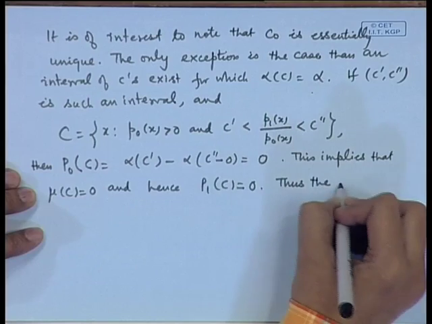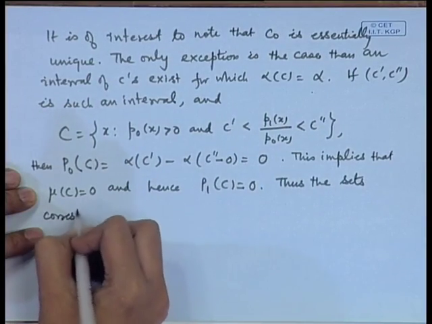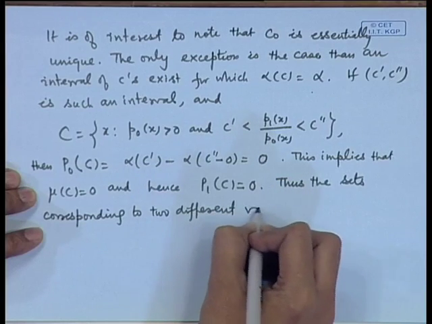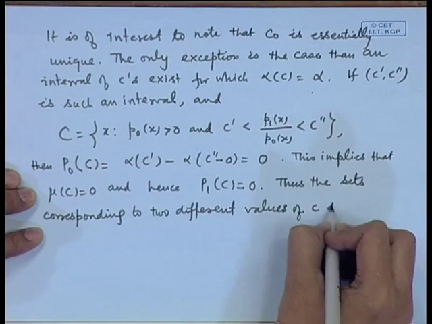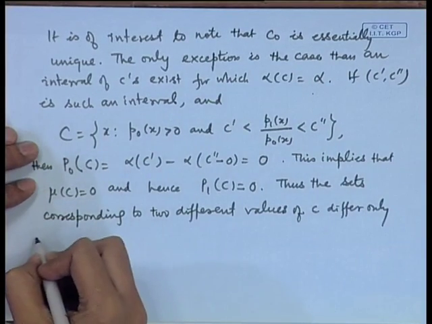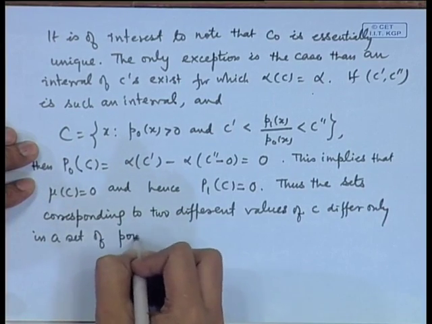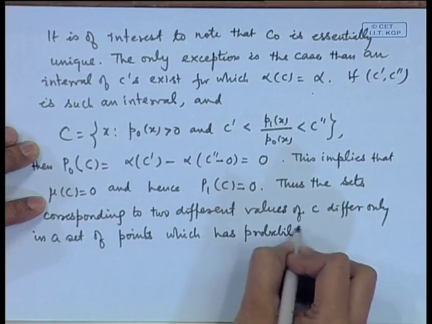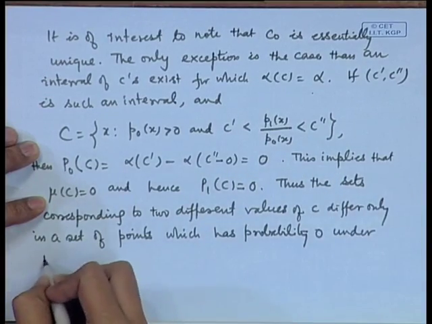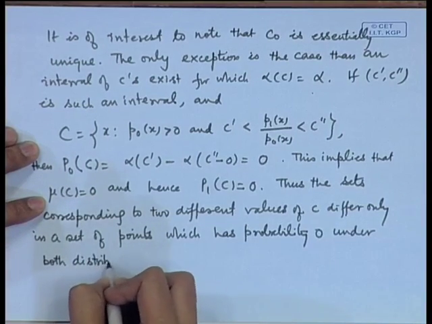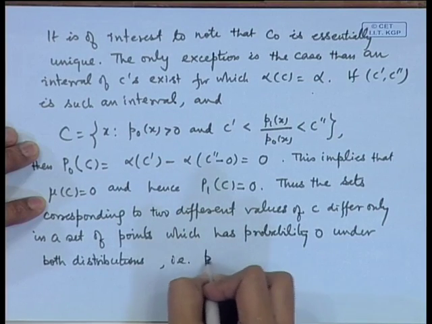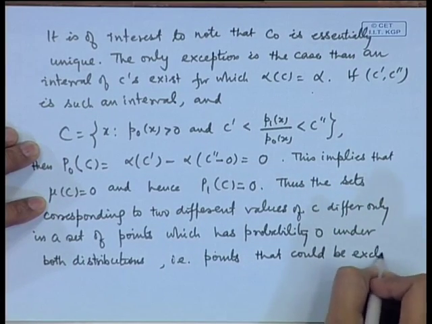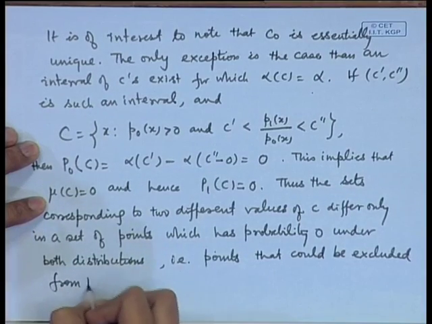Thus, the sets corresponding to two different values of C differ only in a set of points which has probability 0 under both distributions, that is points that could be excluded from the sample space.